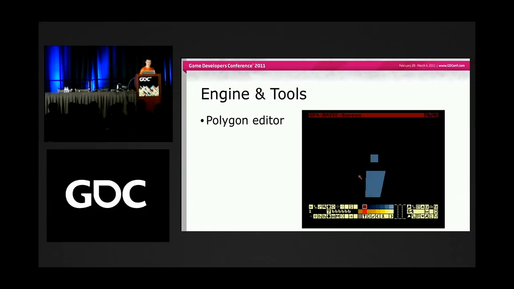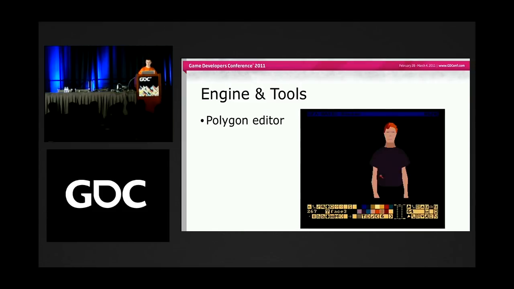Let's see the graphic editor. On the bottom are all the tools. It's possible to create an object, a polygon, add a point, move a point, change its color.